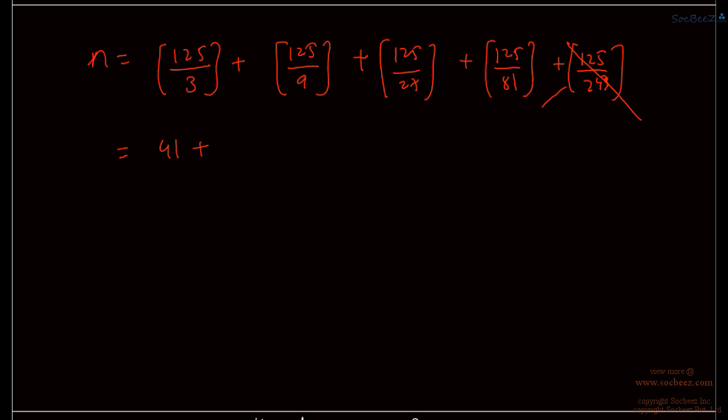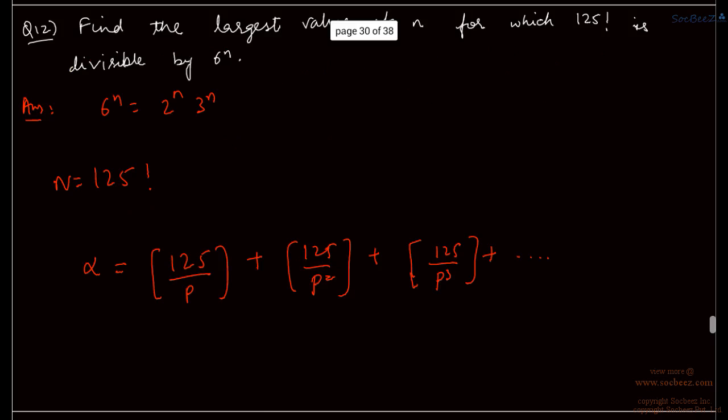Now 125 by 3 is 41 point something, so this is just 41. 125 by 9 is 13 point something, again just 13. Similarly, 125 by 27 is 4, and this is 1. Right? You have 41 plus 13 plus 4 plus 1, which is equal to 59. So we see that 6 power n, we know the value of that. 6 power 59 will divide 125 factorial. 6 power 60 will not divide, and obviously 6 power 58 will divide.